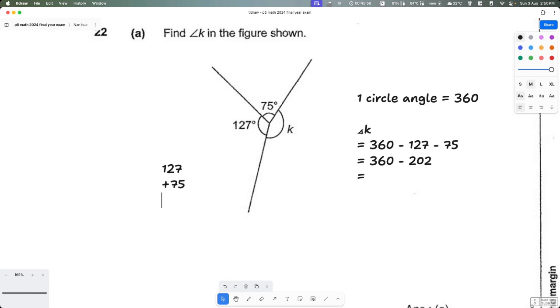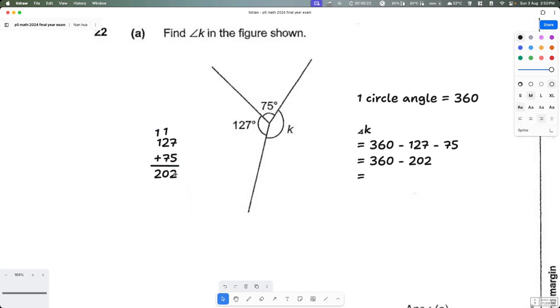So 360 minus 202. So if I were to just say 127 plus 75, what would this become? In this case, 7 plus 5 is 12. We put 1 over here, right? So 2 plus 7 is 9, then you put 10 over here, and then you put another 1 over here, and then you have 202. Okay, so that is how it is for the workings.